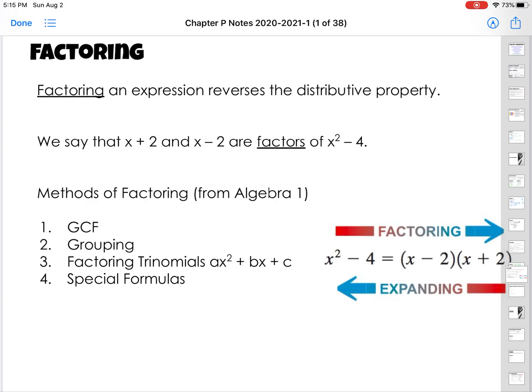If I think back to elementary school, I would say 2 times 3 is 6. 6 is the product, but 2 and 3 are the factors. So in this case, I'm thinking of them as the two things they multiply to get the product.